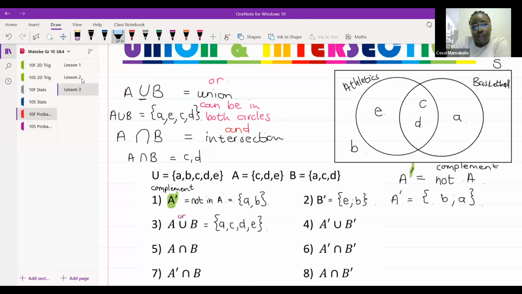Ma'am, choose E or A. Correct, E or A. But what about these two people? Do they not play athletics or basketball? Then they do. They do. So we need to include them as well. Correct? They just so happen to play both. You understand what I mean?